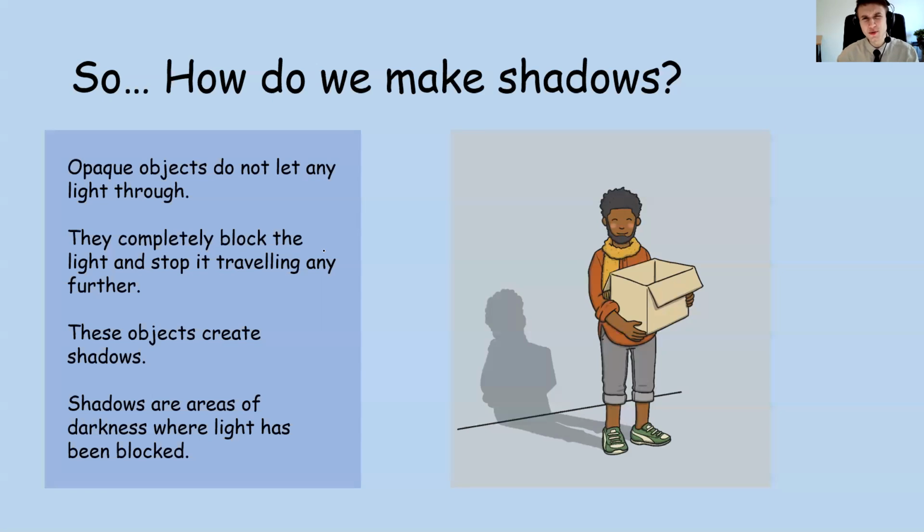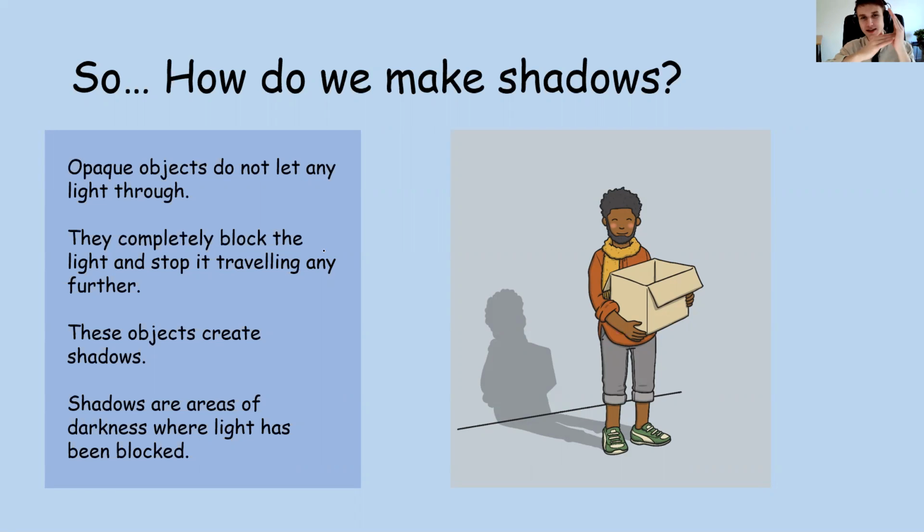But how do we make shadows? Well, for a shadow to form, you need usually an opaque object or sometimes a translucent object, but mainly opaque objects, because as we know, they don't let any light through them. That means they completely block the light.